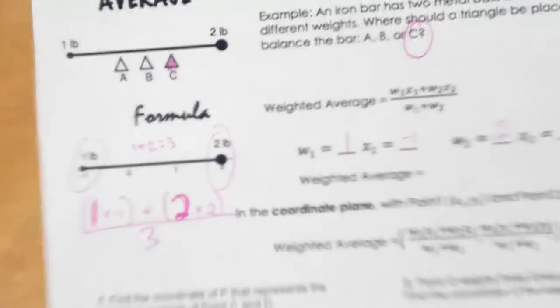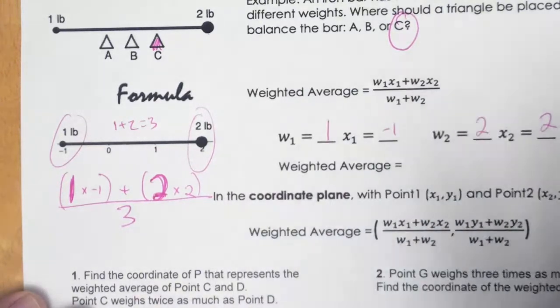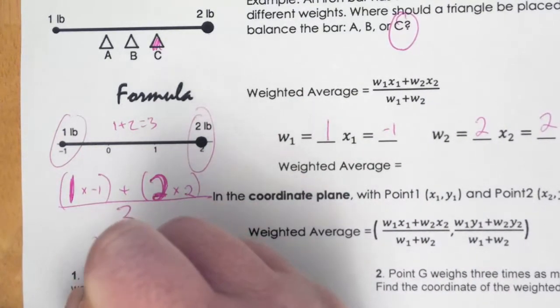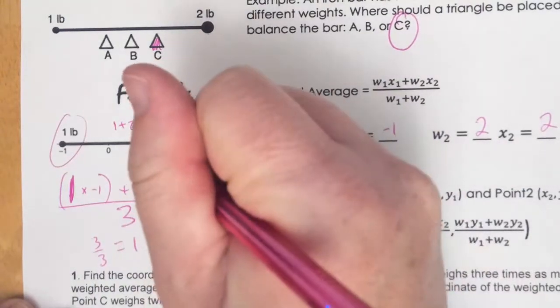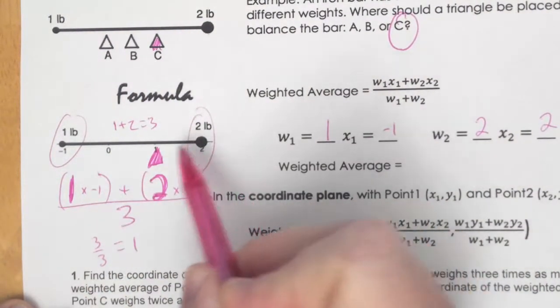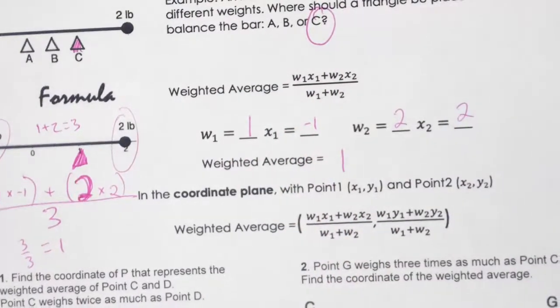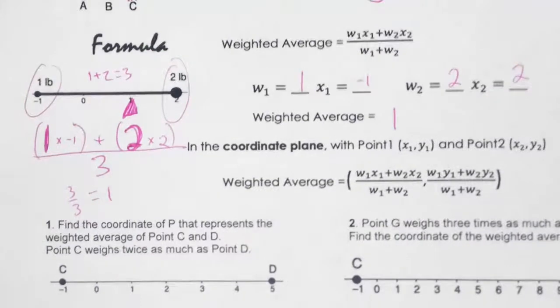So 1, just so you can see what I'm doing in my calculator, 1 times that -1 plus that 2 times 2. So that's the top, 3. So that is 3 over 3, which equals 1. So if I put the fulcrum at 1, does that make sense? Yeah, it's closer to the heavier side. So that's the answer. So the answer is 1. All right. And yeah, let's just keep going.